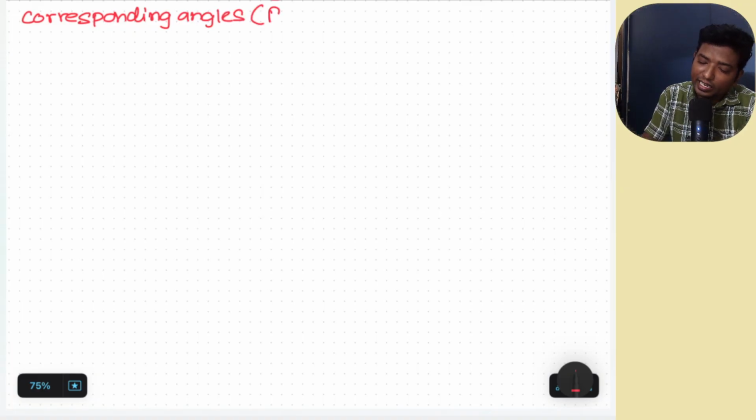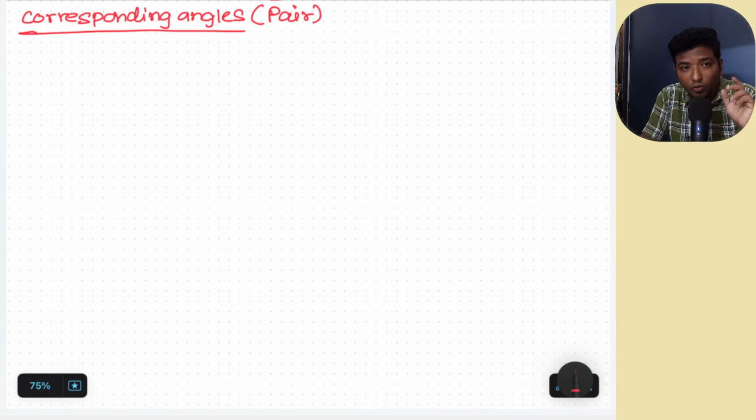So, very simple. Let's talk first about corresponding angles, and you will always get these angles in a pair. You will not get a single angle. You always get the angles in a pair.